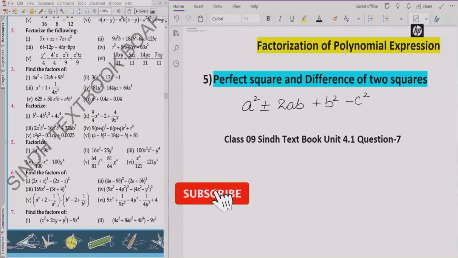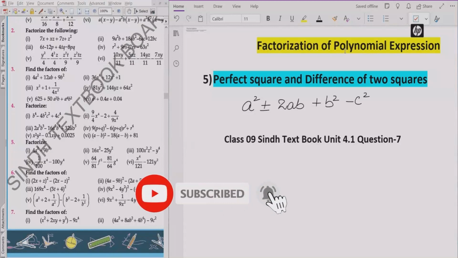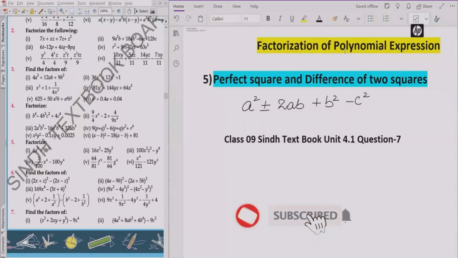Today we will learn about the factorization of polynomial expressions. We have already covered in the last class a few types of polynomial expressions for factorization: common in all terms, common in pair terms, perfect square, and difference of two squares. Today we will learn about the perfect square and difference of two squares combination.